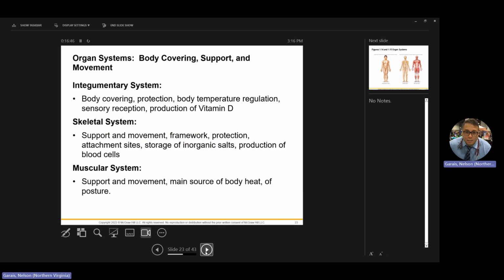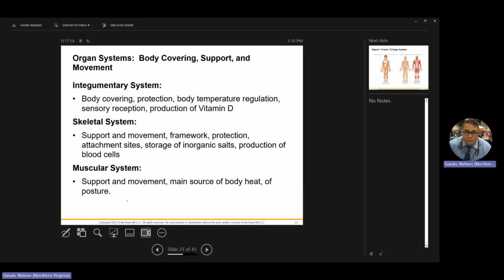Know your systems. Integumentary system, of course, it's your skin, body coverings, protection. Know and understand it also has temperature regulation. Of course, with your skin, you can feel things, not only feel temperature, but thermal regulation. Also, your skin produces vitamin D, which is very important in calcium homeostasis. We mentioned that in lecture.